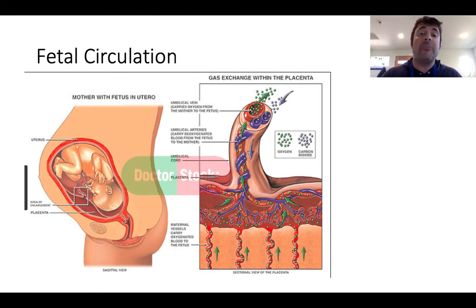There is something I absolutely want to highlight here. Maternal and fetal blood don't mix. There is an exchange between maternal and fetal blood, but they do not mix.